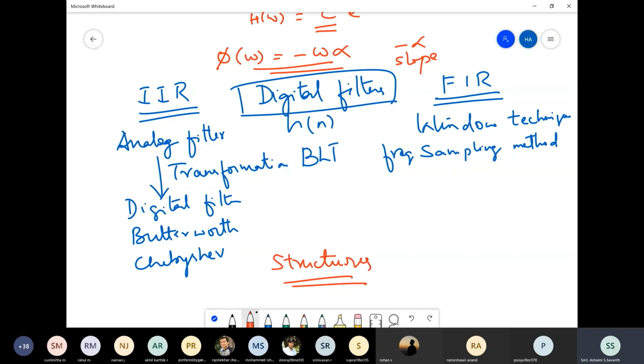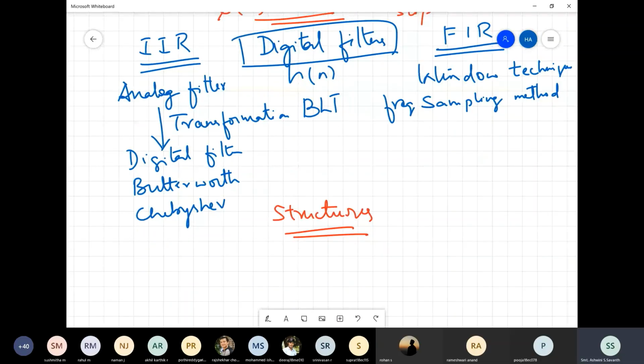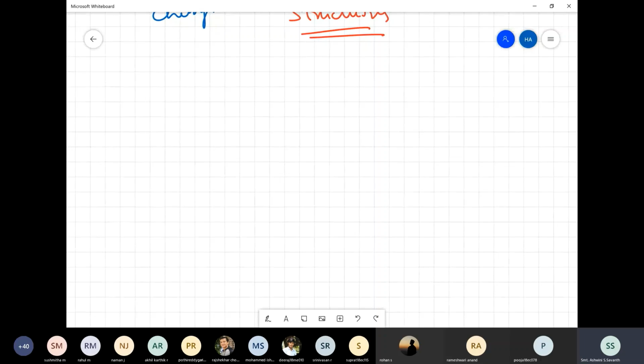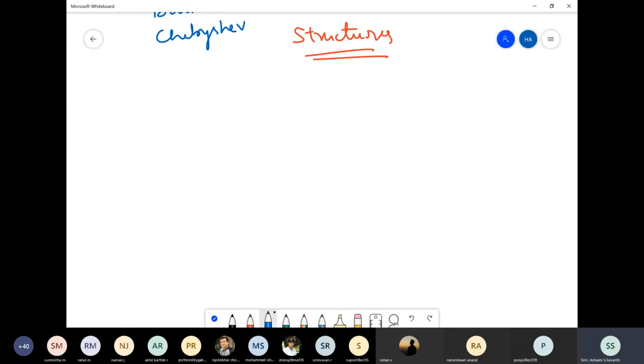So first we have to start with the FIR filter design, cover its structures, and then move on to IIR filter design, and then cover the structures of the IIR filter design. Yeah, so we'll just do a very small topic in your FIR filter design, that is, finite impulse response filter design.